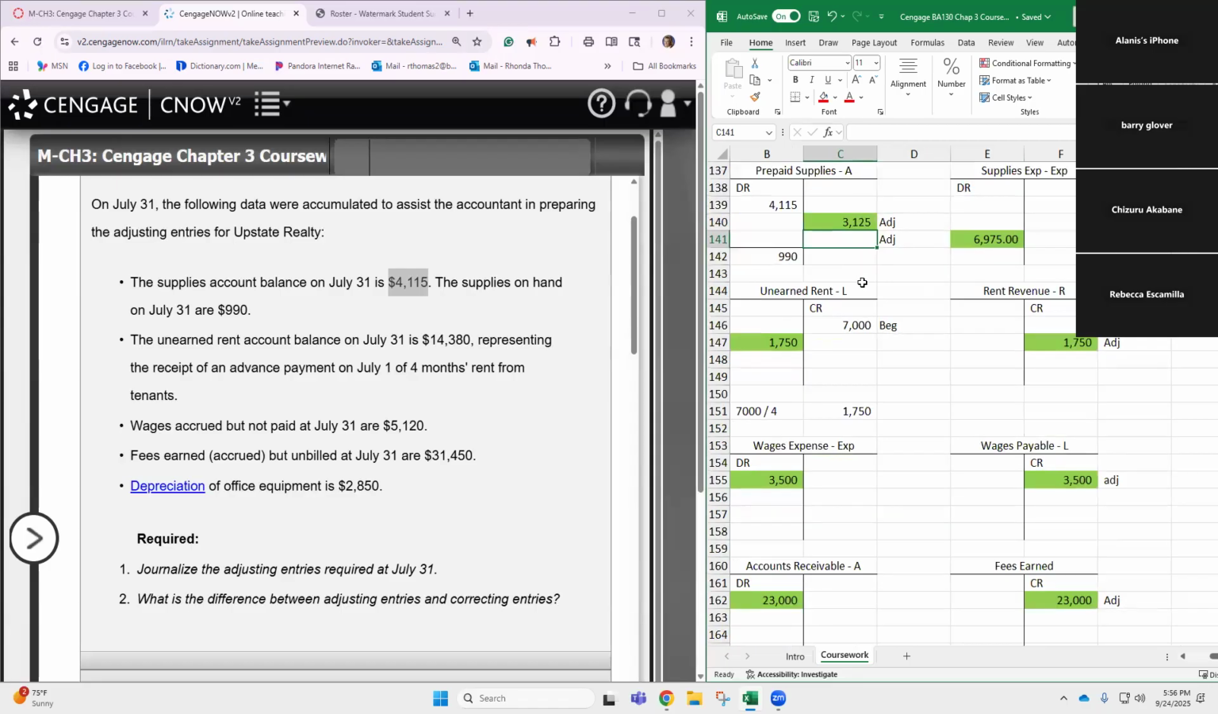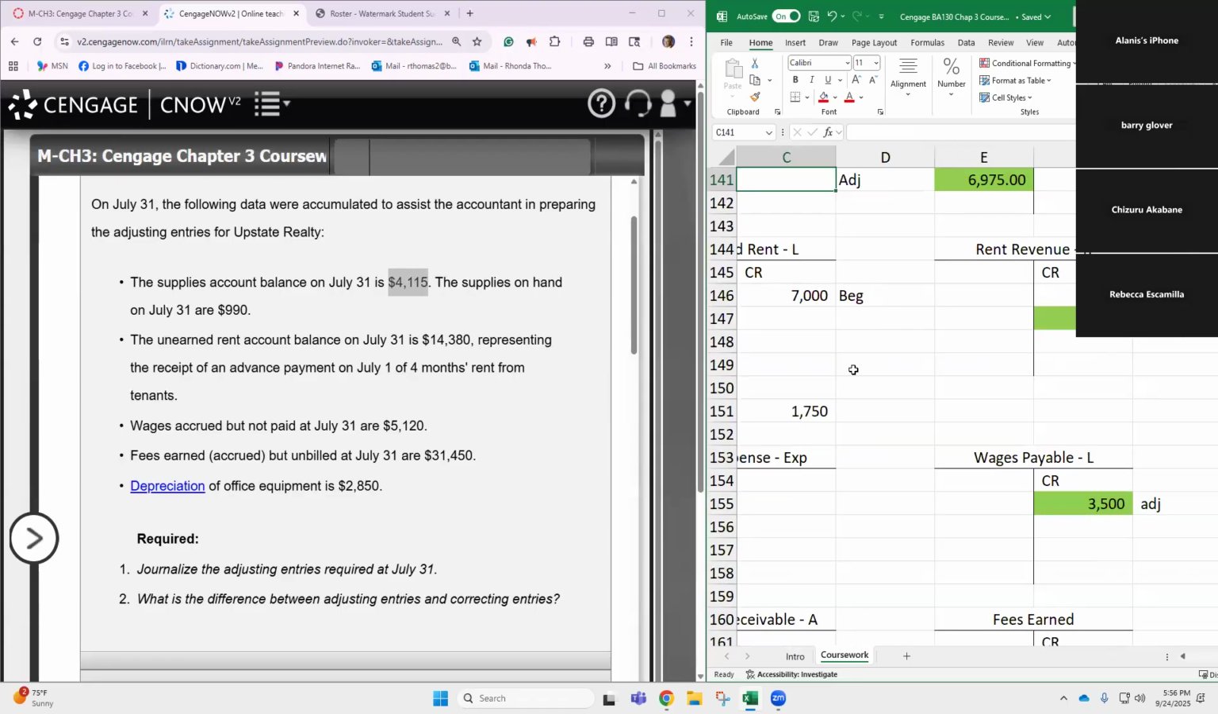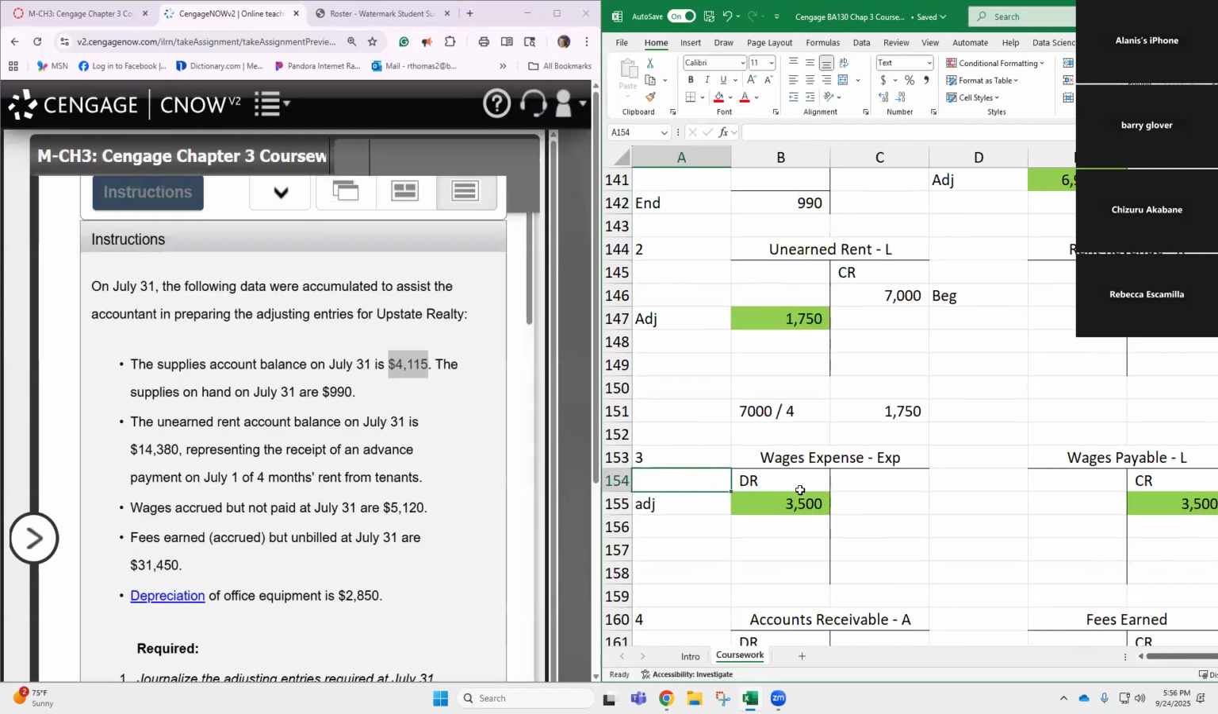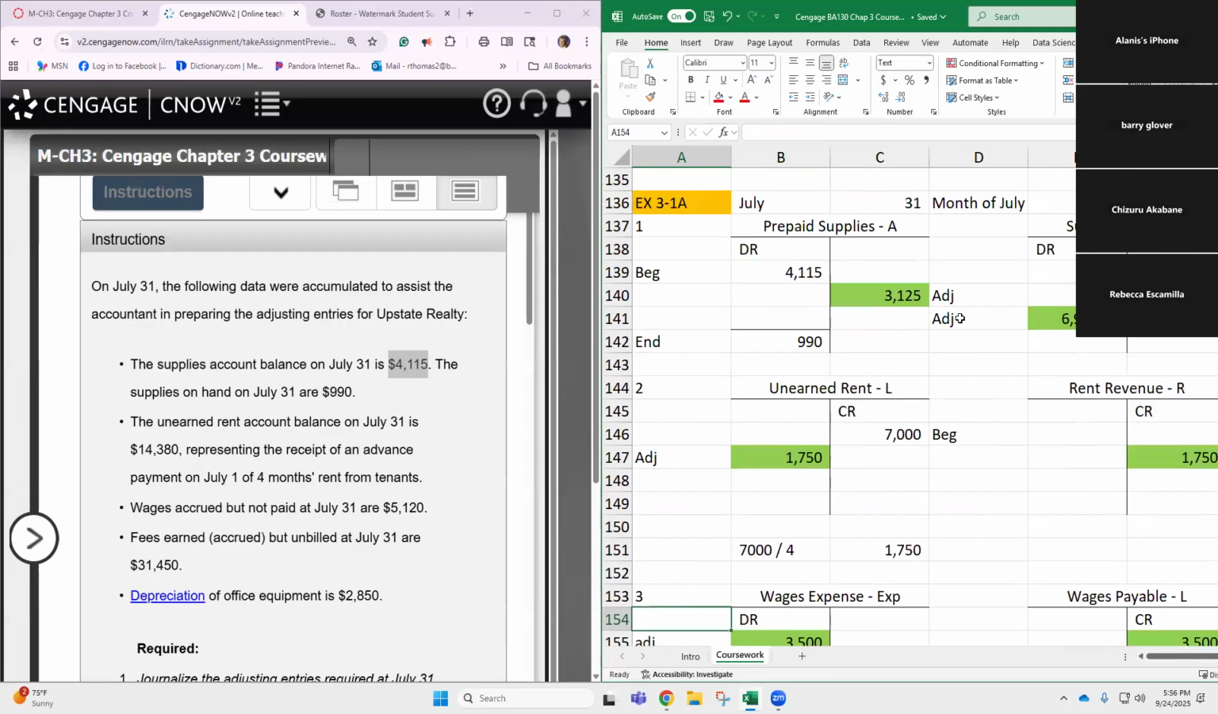Okay, so my example, and let me make it bigger for you to see it up here on my spreadsheet. Here it is. Here's my beginning balance. Here's my ending balance. And here's the amount of the adjustment. So we're going to make supplies go down by that much.